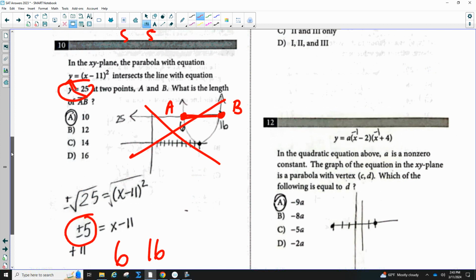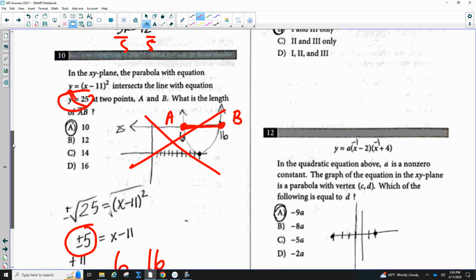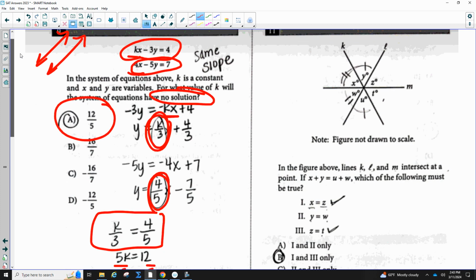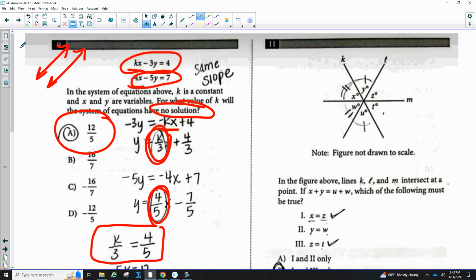All right, number 11, you should get B. So it says in the figure above, K, L, and M intersect at a point. And we know that x plus y equals u plus w. They're telling us this here. Okay, so first of all, we have vertical angles. So do you guys all agree that this equals this just because of geometry, vertical angles? Vertical angles are always equal, okay?